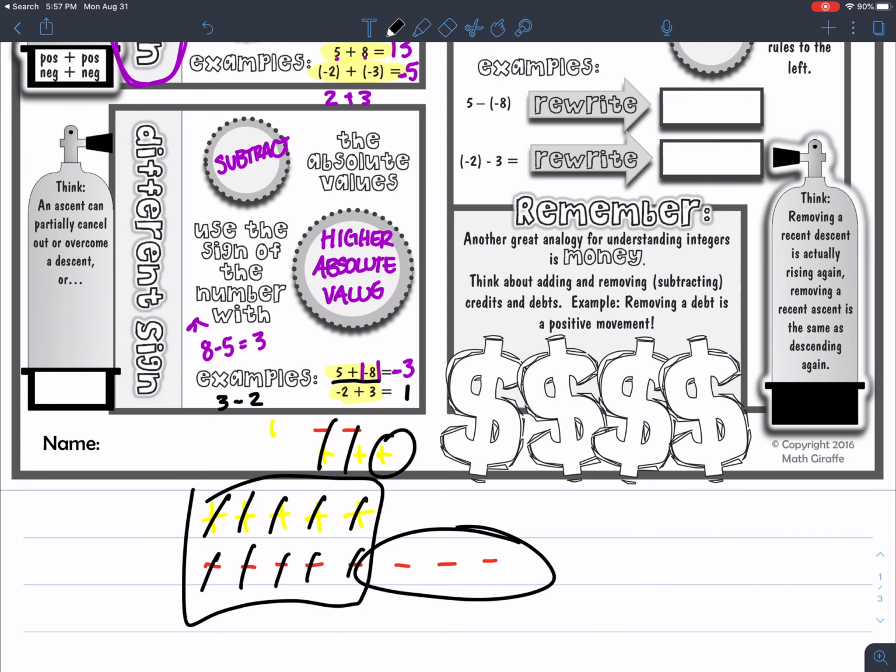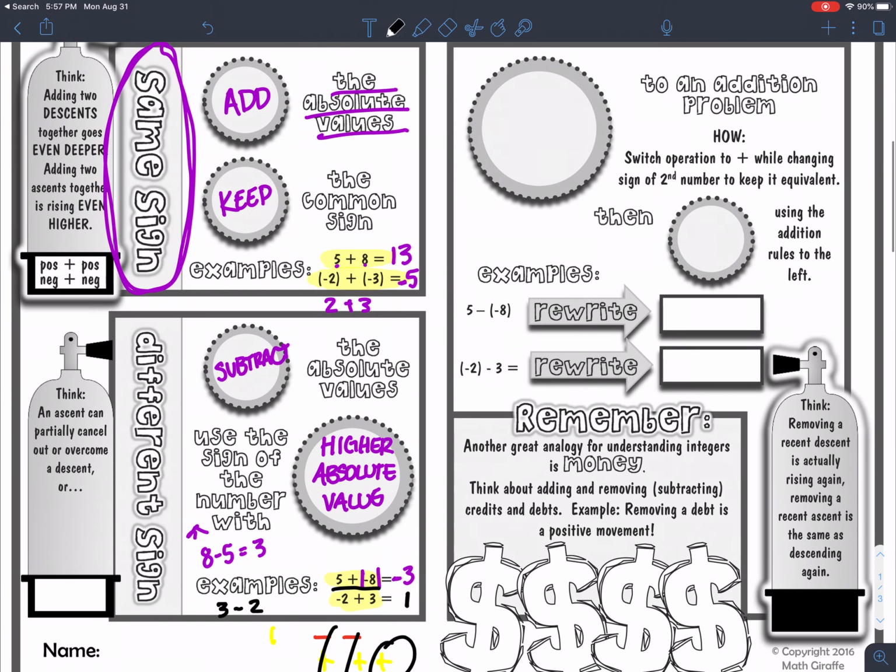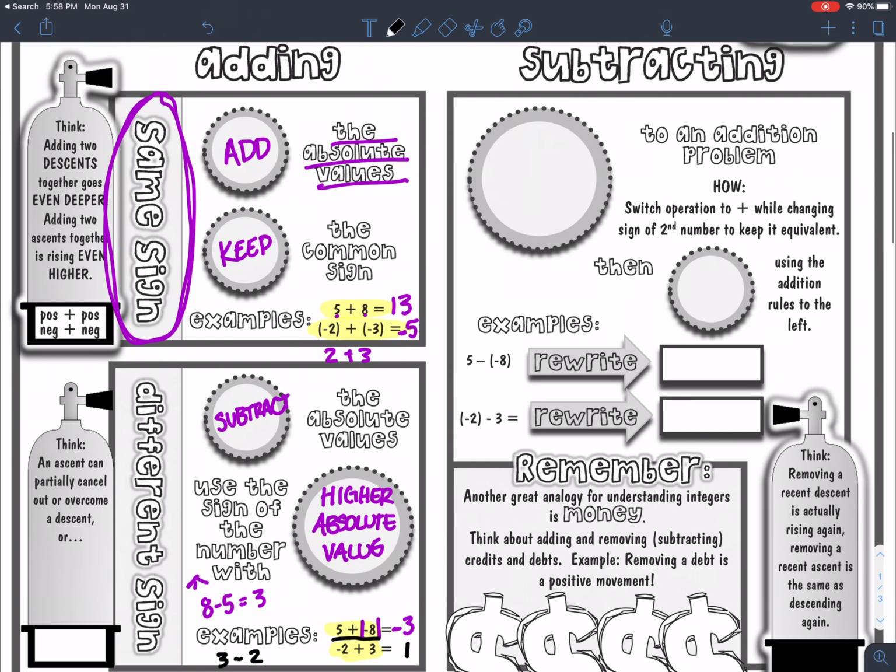You're going to get some examples to practice on here in a little bit, but that is our 2 different situations when we're adding same signs and different signs. Now, with subtraction, we have a little bit of a different situation.